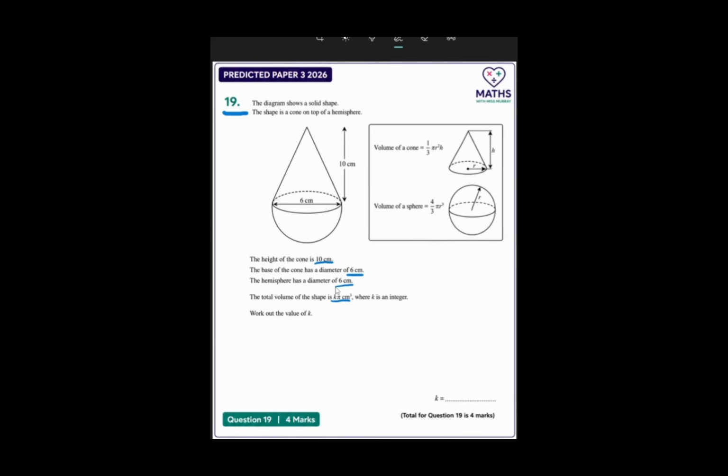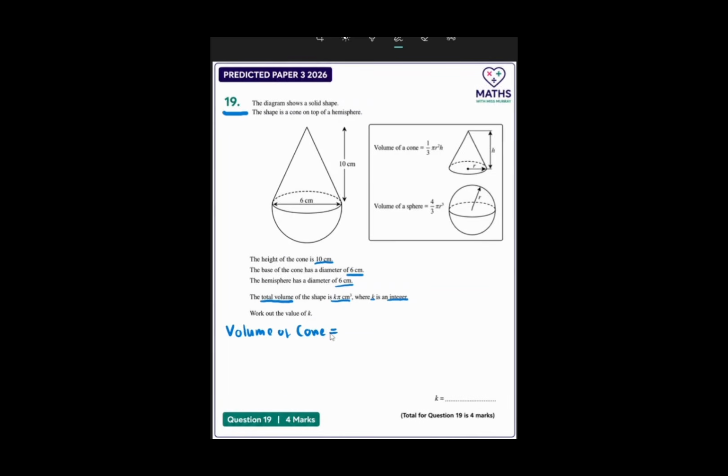The total volume of the shape, so I'm finding the total volume, is k pi centimetres cubed. So you're going to have to leave pi in. You're not going to be using your calculator for this question. And it says k is an integer. That's a whole number. Work out the value of k. So if I'm going to do the total volume, I'm going to do the volume of each, the cone and the hemisphere, and then to get the total I'm going to add them together.